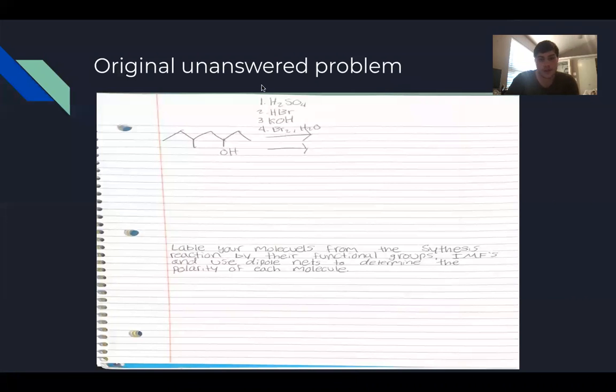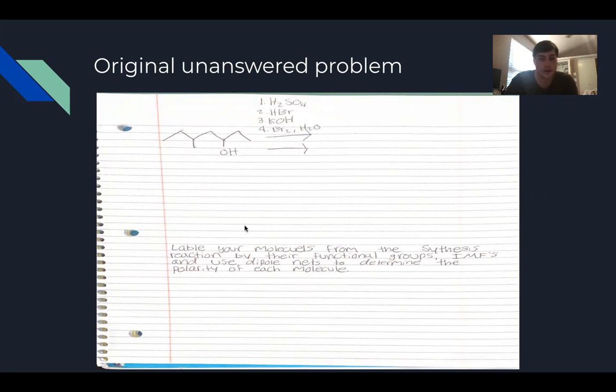So here's my original unanswered problem. The first part of it is going to be a synthesis problem with the reactants of sulfuric acid, HBr, potassium hydroxide, bromine, and then water.